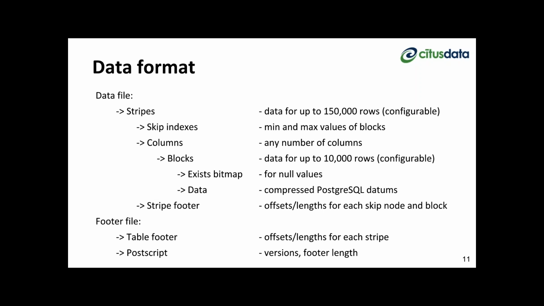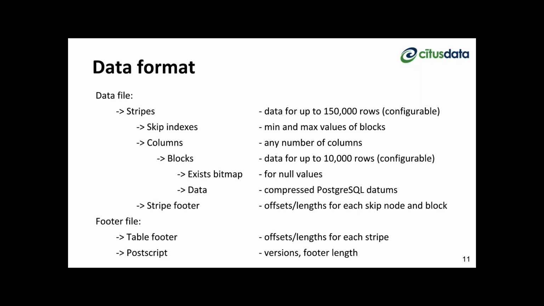The skip indexes contain min and max values for each of the blocks. After the skip indexes, there is a section for each column in the table, and for each column there will be a number of blocks. A block contains data for up to 10,000 rows, also configurable. As I said, the block consists of an exists bitmap, which says whether or not a value is null, and then a large sequence of PostgreSQL datums, possibly in compressed form.